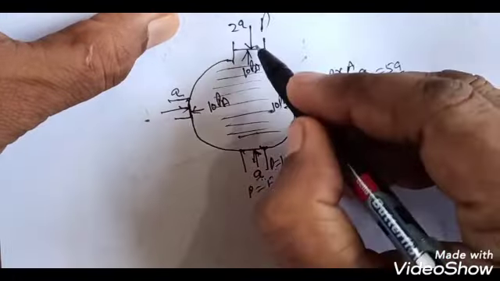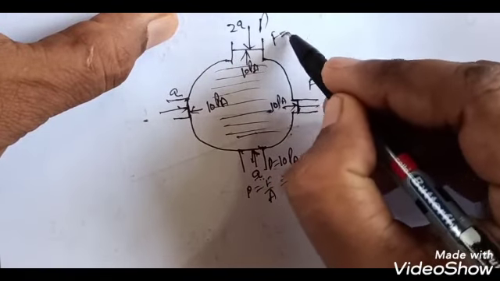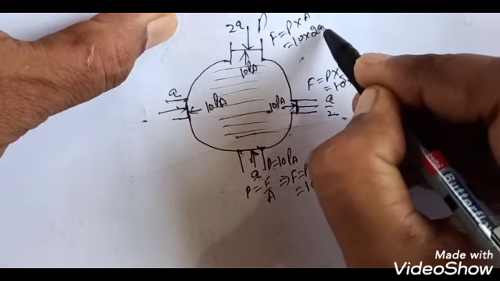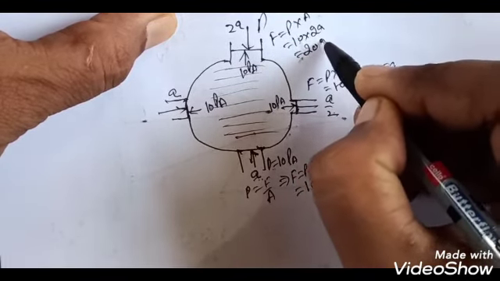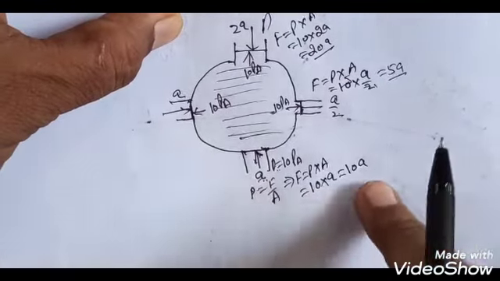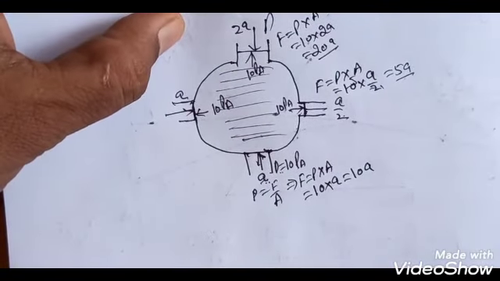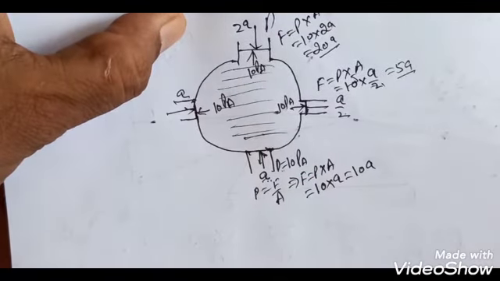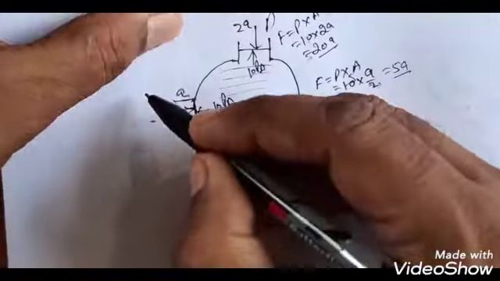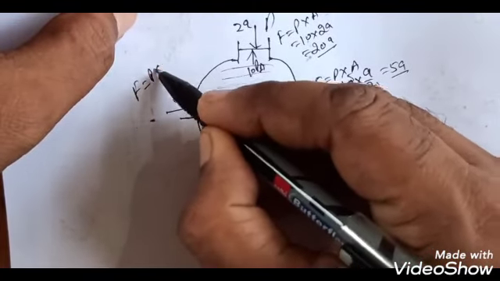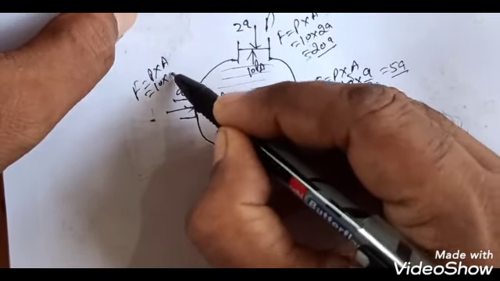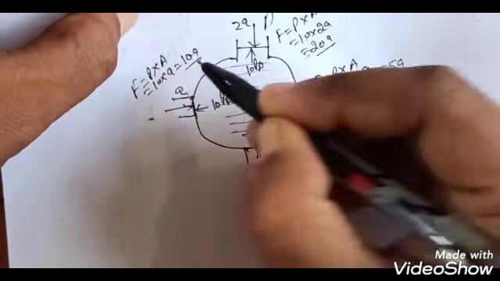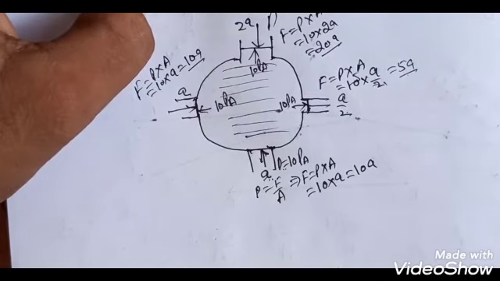Now come to this one. We know force is equal to P into A. What is P? 10 Pascal. What is A? 2A. So what is the force acting on it? Double, 20A. Here it will be 20A force, because the area is large, therefore the force acting is also large. And come to this side. Force is equal to P into A. P is 10 Pascal. A is A only, because same area. So what is the force acting here? 10A. Do you understand?